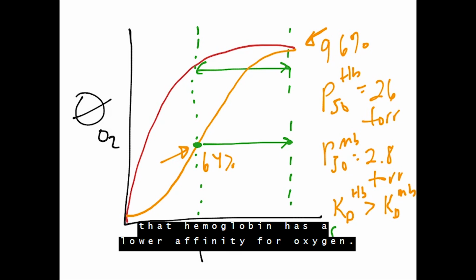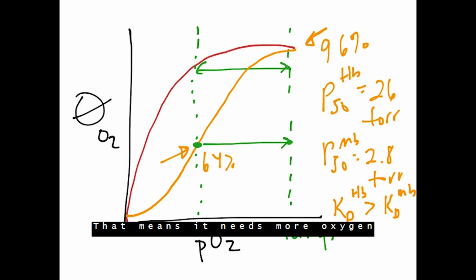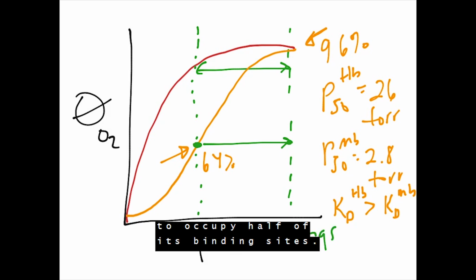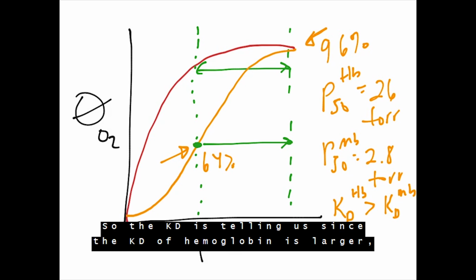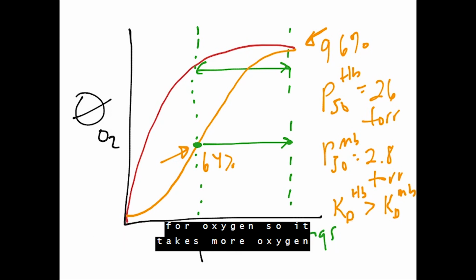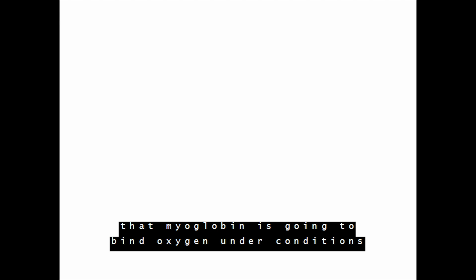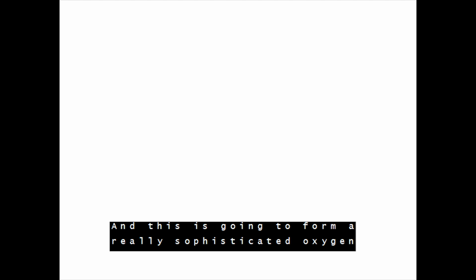So this is telling us that hemoglobin has a lower affinity for oxygen. That means it needs more oxygen to occupy half of its binding sites. So the KD is telling us, since the KD of hemoglobin is larger, there's more dissociation. So hemoglobin has a lower affinity for oxygen, so it takes more oxygen to occupy half the binding sites. So what this means physiologically is that myoglobin is going to bind oxygen under conditions where hemoglobin is going to release it. And this is going to form a really sophisticated oxygen delivery system from the blood to the muscles.